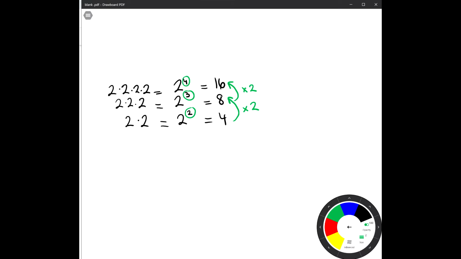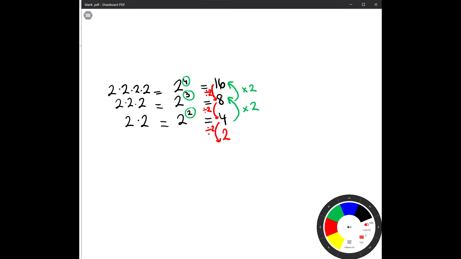But what if I go backward now? If I go forward, I multiply by 2. Now if I go backward from 16 to 8, it will be divided by 2. 8 to 4, same thing, divide by 2. So now, from 4, if I go backward, I will divide it by 2. I follow the pattern, so it gives me 2.